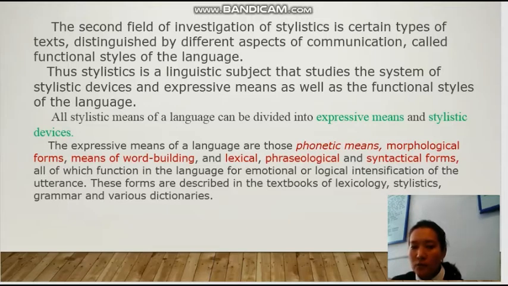All stylistic means of a language can be divided into expressive means and stylistic devices. So, the expressive means of a language are those phonetic means, morphological forms, means of word building, and lexical, phraseological, and syntactical forms, all of which function in the language for emotional or logical intensification of the utterance. These forms are described in the textbooks of lexicology, stylistics, grammar books, and various dictionaries.